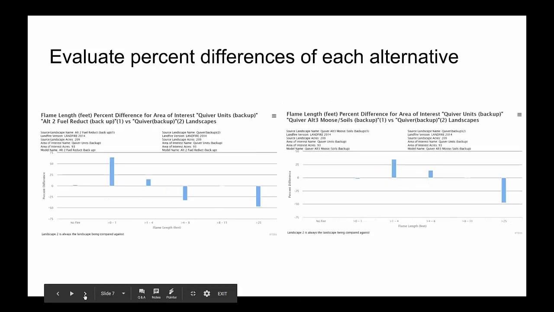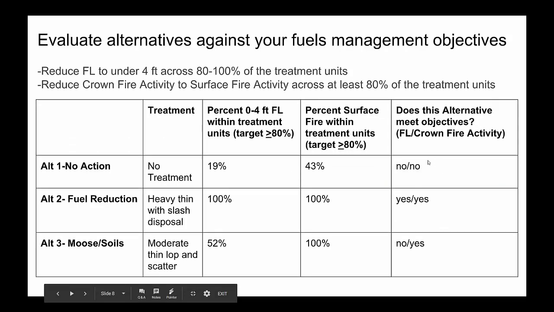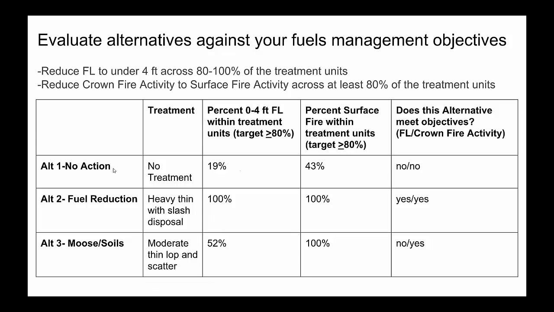So we looked at these products, but here I just made a simple table listing my different alternatives and what the treatments were for each alternative, and then showed what my results were. For the no action alternative, 19% of that area was exhibiting less than 4-foot flame lengths, and we wanted to move that up to a higher percentage with our treatments. For the fuel reduction treatment, we were able to achieve 100% of that treatment area actually moved into bins that were under 4-foot flame lengths, exhibiting that type of fire behavior.